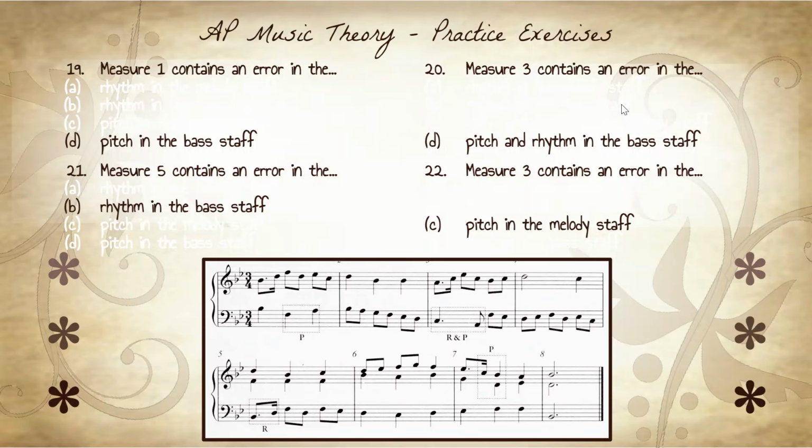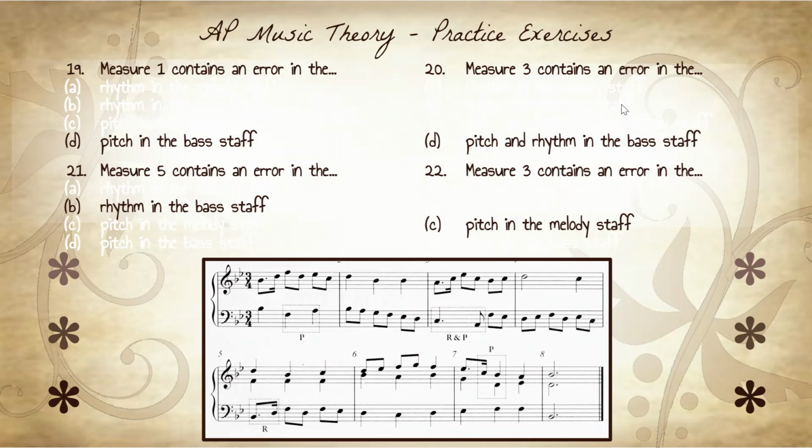Question 20, correct answer is D. What is played is a dotted quarter and eighth note rhythm in the bass, which also changes the pitch. Question 21, correct answer is B. The rhythm in the bass clef, beat 1, is played dotted 8th, 16th, but written as 2 equal 8th notes.